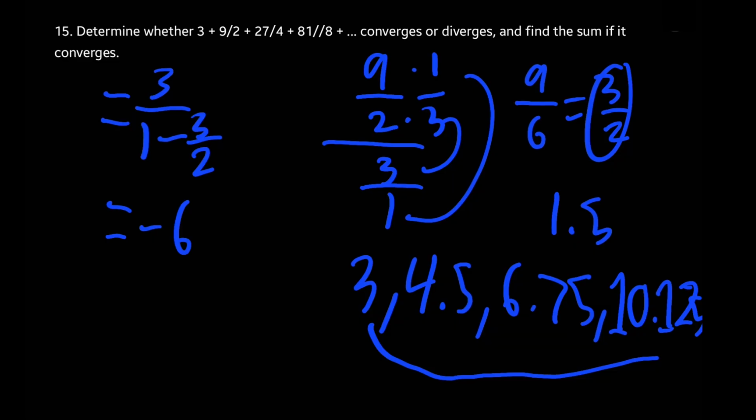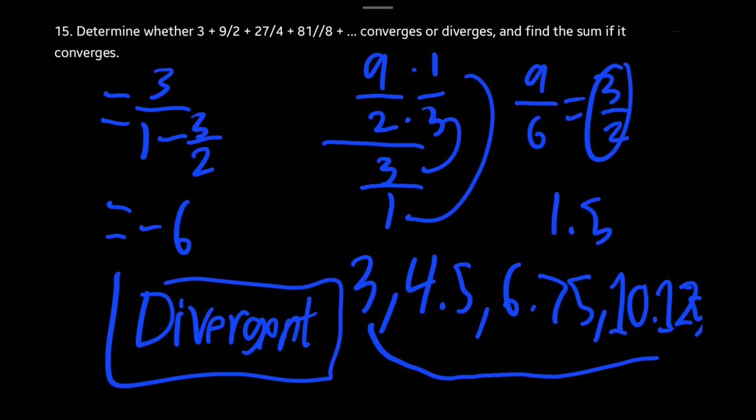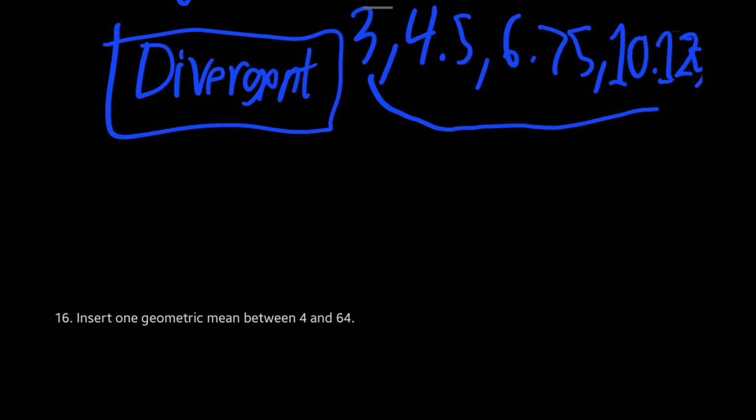So it actually grows towards infinity, and when that happens, it is divergent. If you just keep on going on and on, it just goes to infinity. It'll be extremely large, and therefore it is divergent. And we can't sum it because it doesn't converge to a specific number. Moving on.